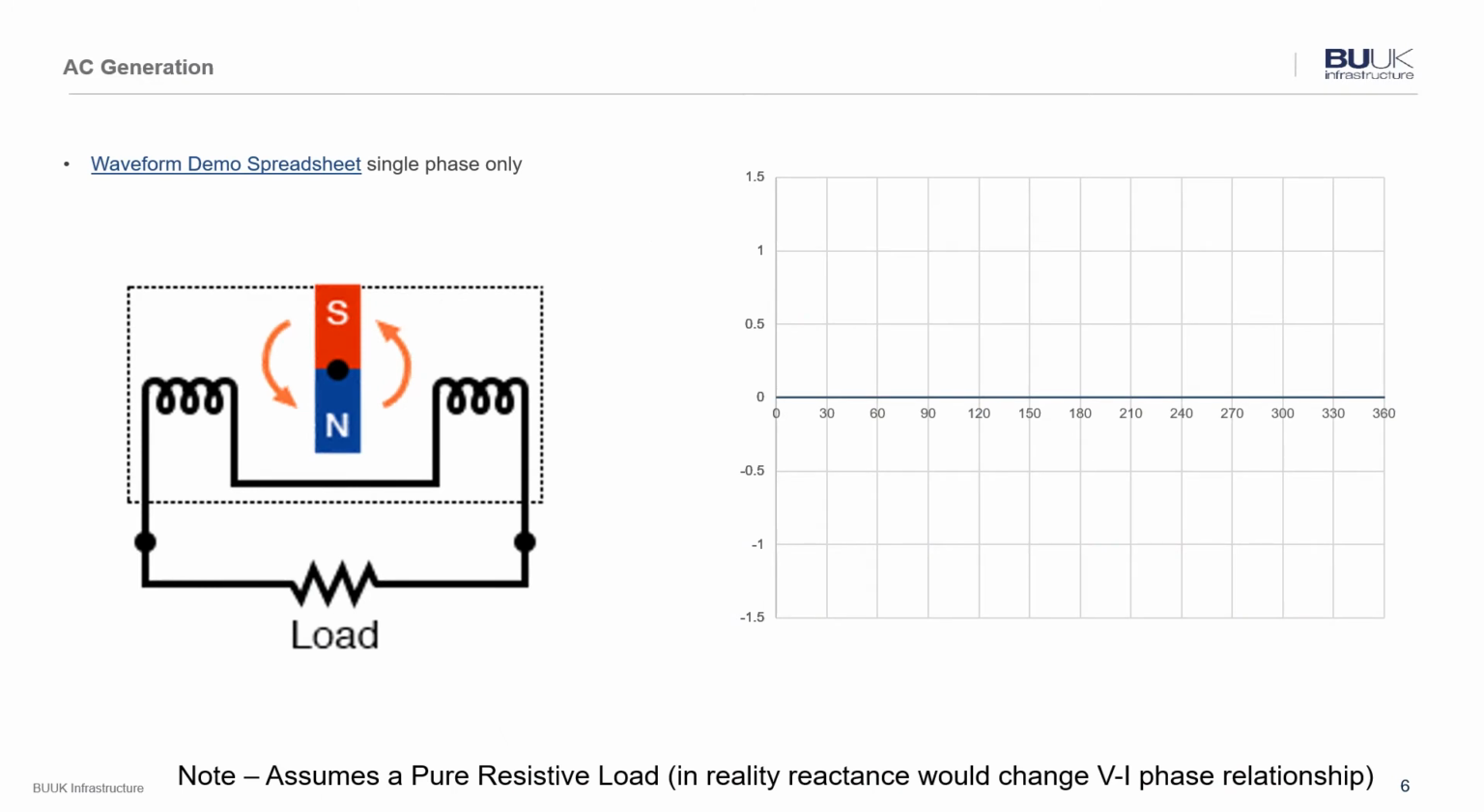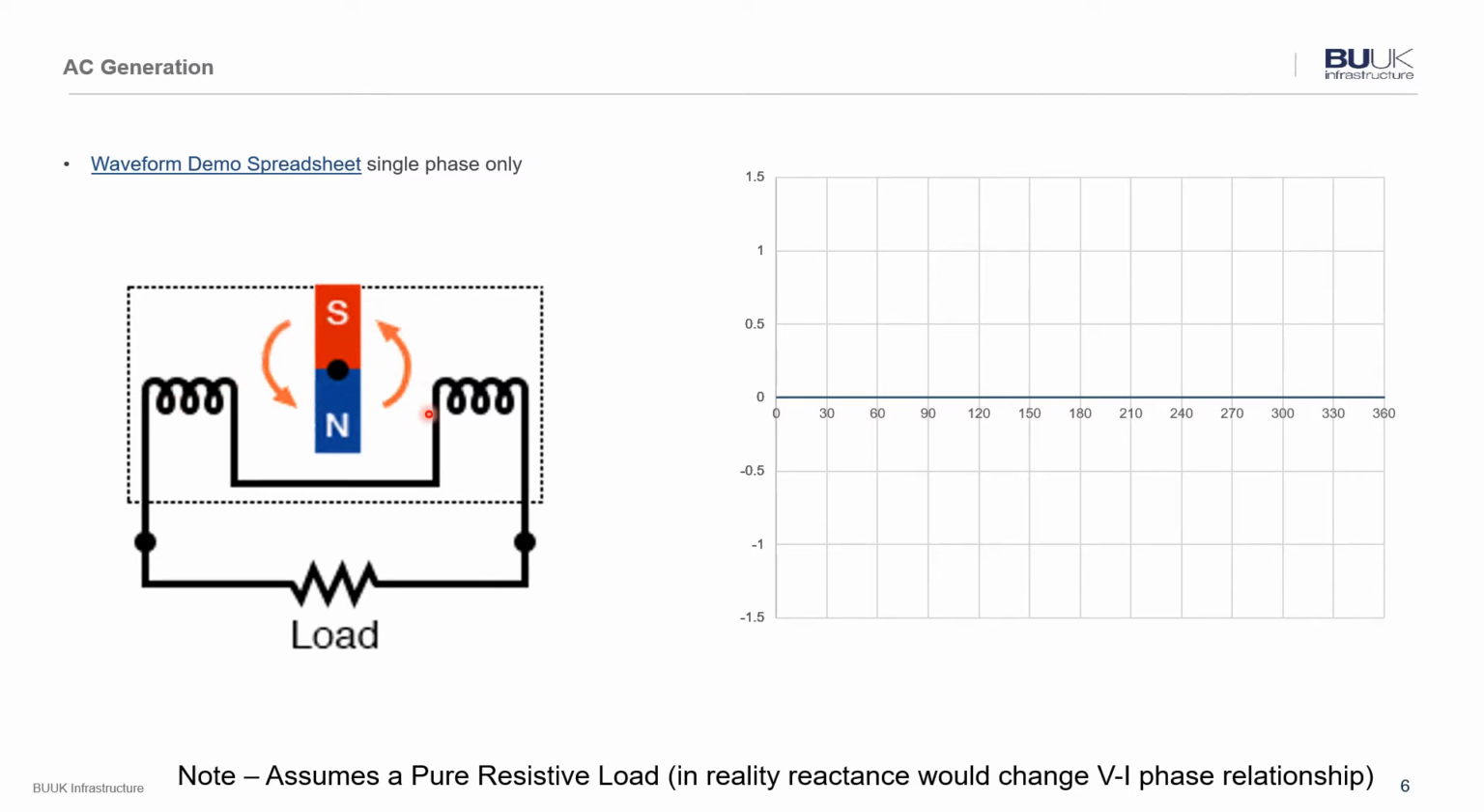So how does this work in reality? Well, what we've got here is a diagram that indicates a permanent magnet in the presence of a coil, and we're going to show the interaction of this permanent magnet with respect to the coil as we rotate the permanent magnet in the presence of this coil.